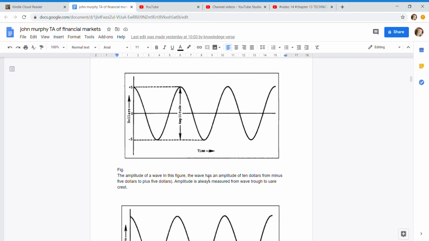It is this characteristic of waves that provides a degree of predictability for equity price action. Figure: The amplitude of a wave. In this figure, the wave has an amplitude of $10, from -$5 to +$5. Amplitude is always measured from wave trough to wave crest.